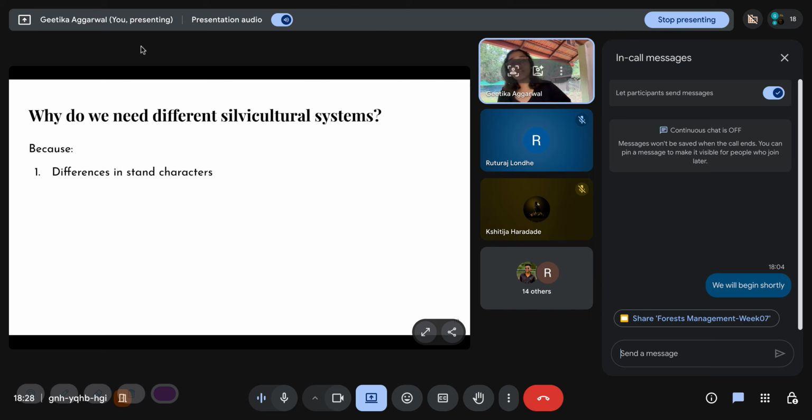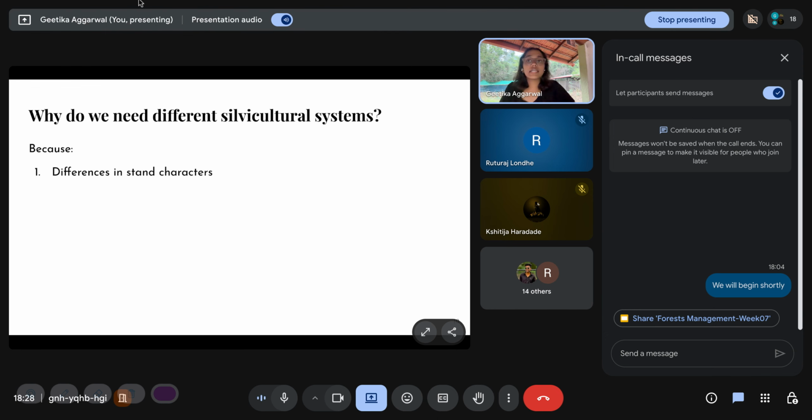So if one particular area or stand has more drought-like conditions, you can't use the same silvicultural systems in this area as you're using in a stand which is waterlogged, or which is quite abundant in water. If there's one zone which is high fertility, and another zone which does not have a good amount of fertility, you can't use the same silvicultural practices in both these areas.